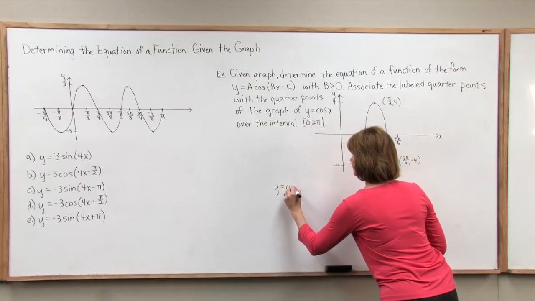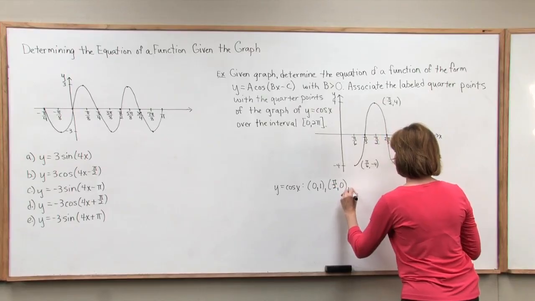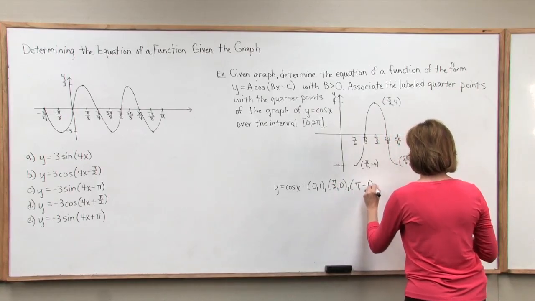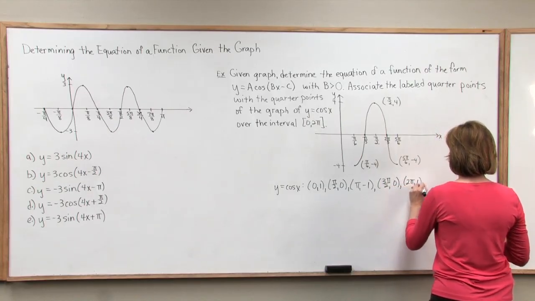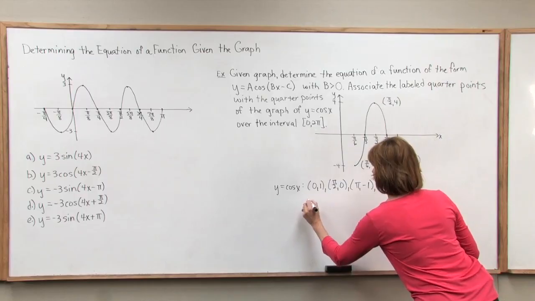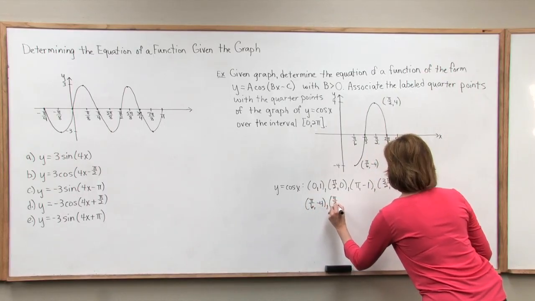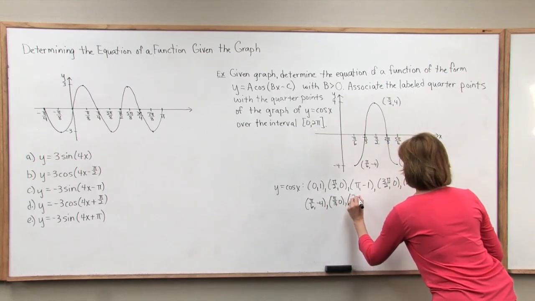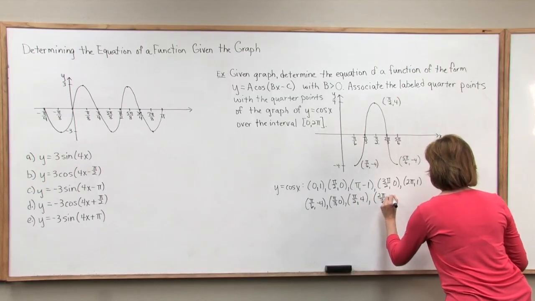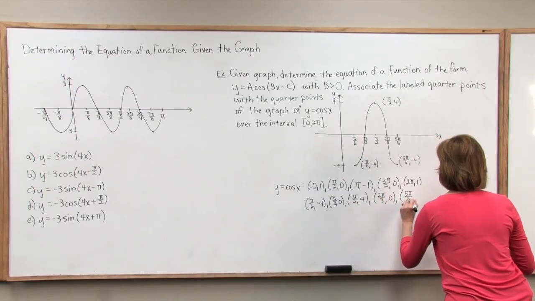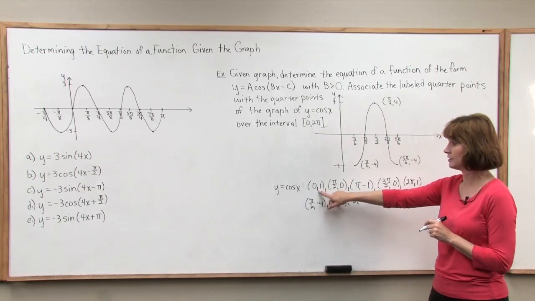For y equals cosine x, those quarter points are 0, 1, pi over 2, 0, pi, negative 1, 3 pi over 2, 0, 2 pi, 1, and we can see the quarter points for this one. Pi over 6, negative 4, pi over 3, 0, pi over 2, 4, 2 pi over 3, 0, and 5 pi over 6, negative 4. So this quarter point is associated with this one and so on.